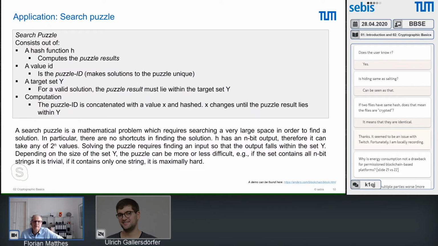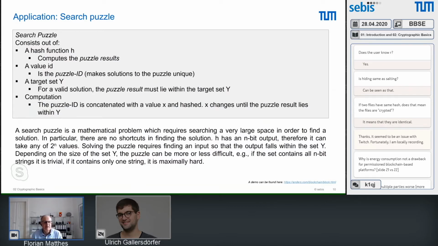Another use case, which is at first a little bit strange, but which is used for this proof of work in Bitcoin and other cryptocurrencies, is a so-called search puzzle. A search puzzle consists of a hash function, which computes the puzzle results, and a value called the puzzle ID, and a target set Y, which is more or less a set of values the puzzle result must have.